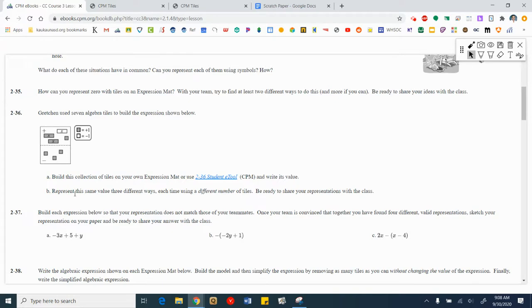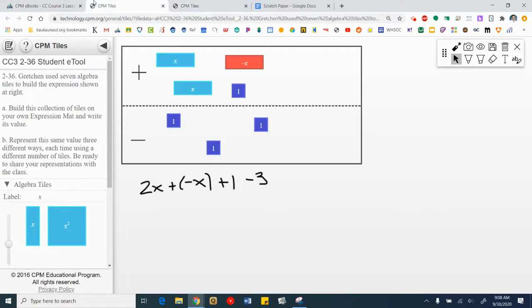All right, now we want to represent the same value in 3 different ways, each time using a different number of tiles. Be ready to share your representations with the class. Pause the video, try on your own. All right, welcome back. Let's go ahead and take a look here. So I'm back in the 2.3.6 eTool. So again, I want to use a different number of tiles here, okay? So if I add an x, in order to keep it equal, I could also subtract an x.